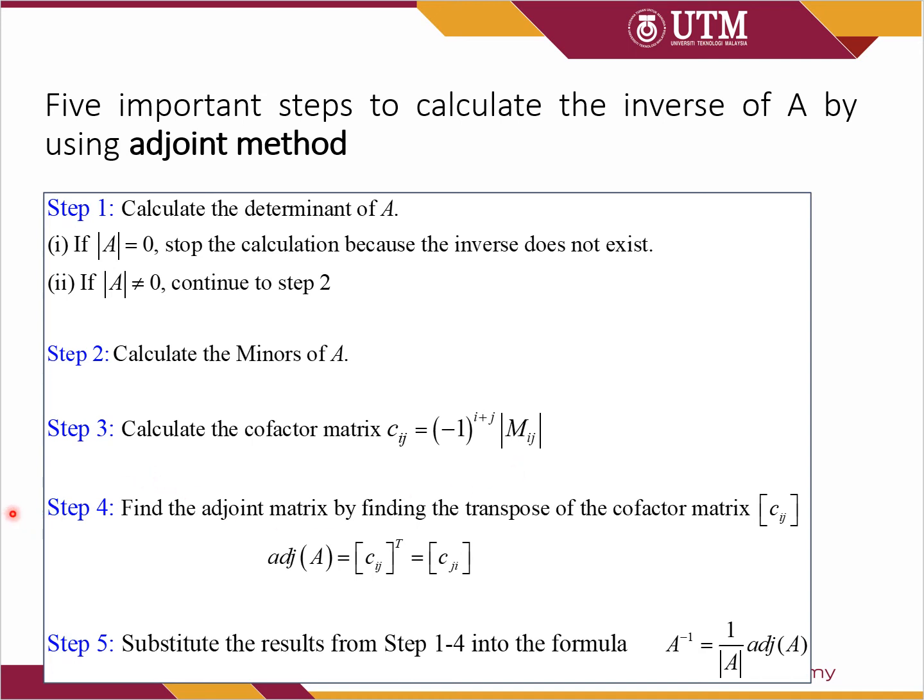The fourth step is to find the adjoint matrix by finding the transpose of the cofactor matrix. So from this cofactor, we find the transpose to get the adjoint matrix. And finally, substitute the results from step 1 to step 4 into the formula in order to find the inverse matrix.